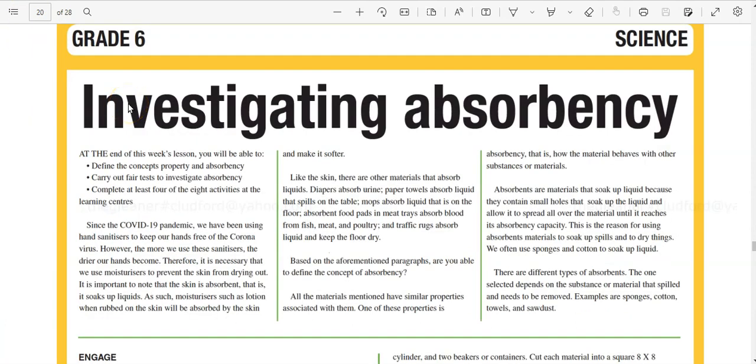So in this episode, we were looking at investigating absorbency. And by now, we should be able to define the property of absorbency, right? And have an idea about some of the fair tests that can be done to prove this concept of absorbency.